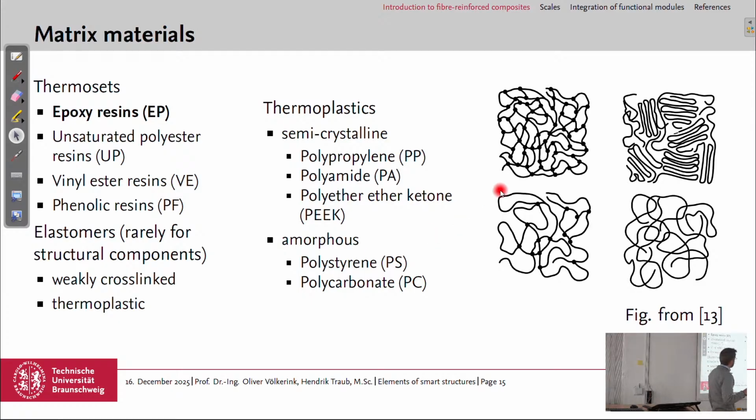Can you say what these structures are compared to the names here? So what does this structure stand for?